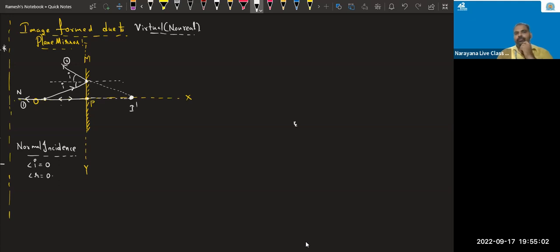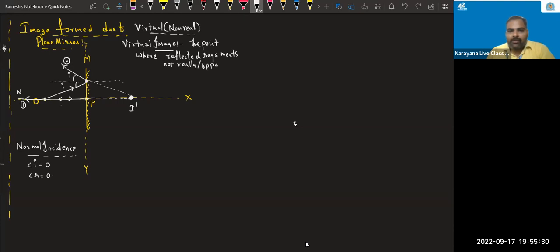So how can we define a virtual image? How will you define a virtual image? Tell me. The point where reflected light rays meet, not really, or apparently, or virtually, is called what? Kindly respond. What is it called? Virtual image.